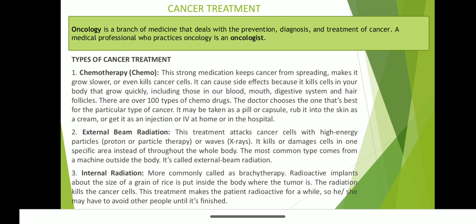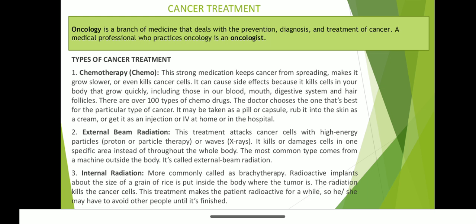This strong medication keeps cancer from spreading, makes it grow slower, or even kills cancer cells. It can cause side effects because it kills cells in your body that grow quickly, including those in our blood, mouth, digestive system, and hair follicles. There are over 100 types of chemo drugs. The doctor chooses the one that's best for the particular type of cancer. It may be taken as a pill or capsule, rubbed into the skin as a cream, or given as an injection or IV at home or in the hospital.